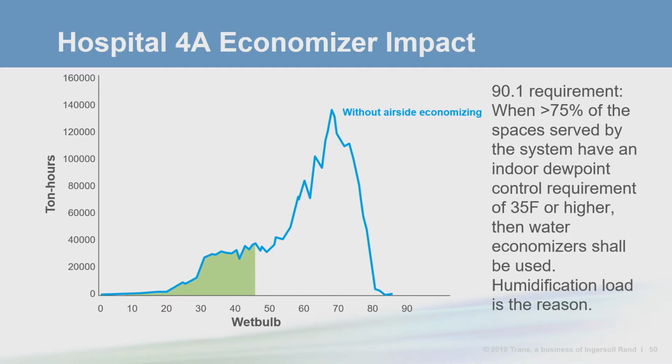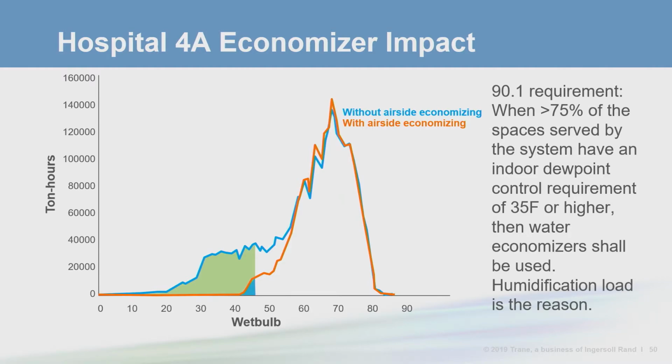Sometimes people ask if you can have both an air and a water economizer. This orange line is the load with an airside economizer. If we were to have both airside and waterside economizers on this hospital, it would only be for the areas below 45 wet bulb under the airside economizer curve. There just isn't much there in this example.